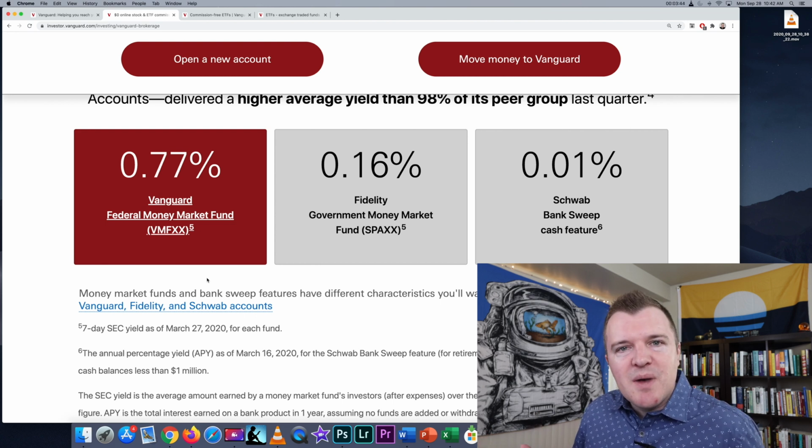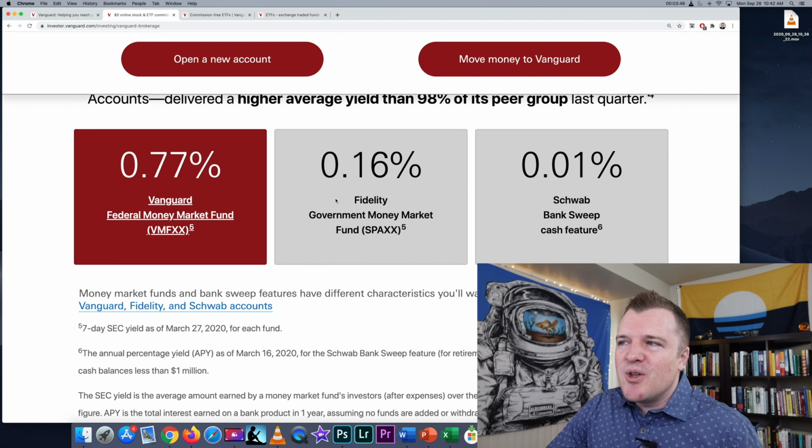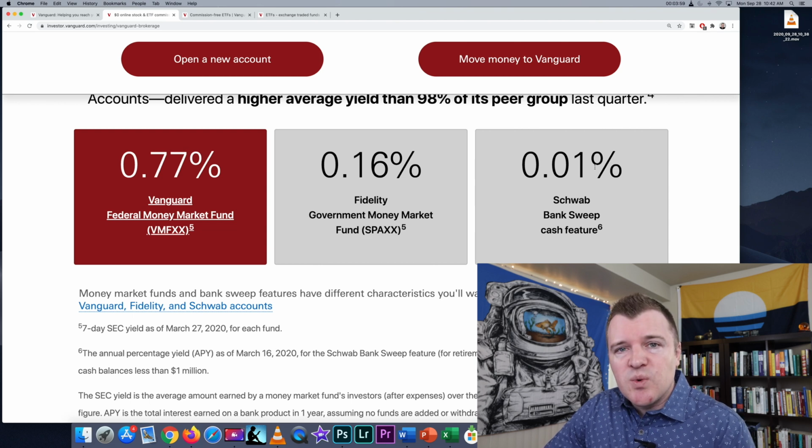Fidelity can't make up its mind, so it's somewhere in the middle, offering you 0.16. I don't see the point of that. They should either go all in and give you all of the returns that your unsettled cash will give you, or they should just keep it for themselves and then focus on lowering their expense ratio.